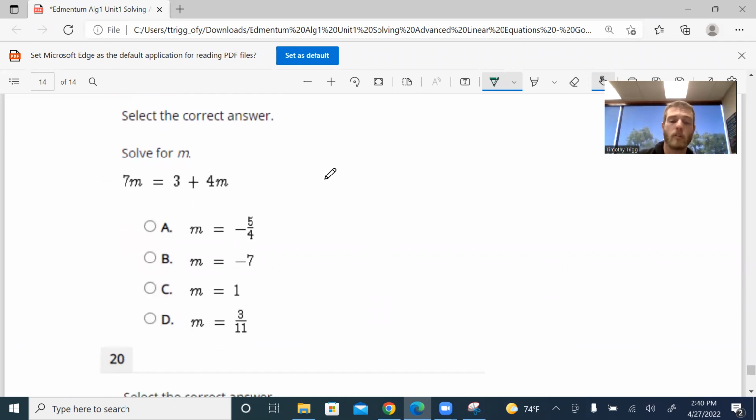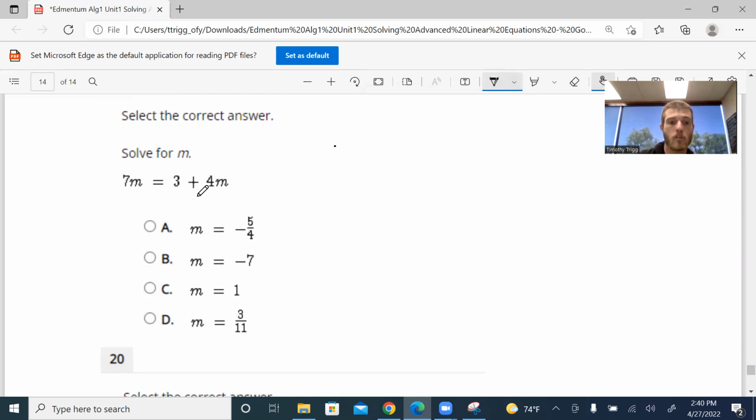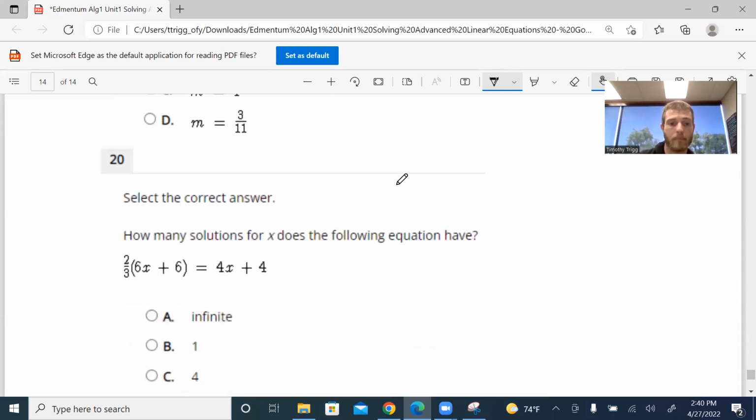Okay, this one's probably the easiest one I've seen so far. What I would do is subtract 4m from both sides of the equation, canceling the m's here. That gives you 3m on the left equals 3. Go ahead and solve it from there.